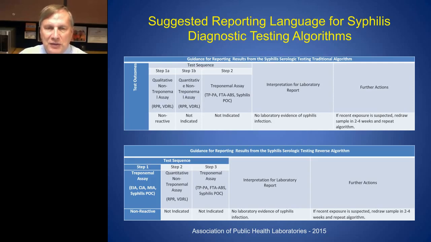So the language, we're working on finalizing the language, but it'll be a one-page thing where we'll have the EIAs, the CLIAs, MIAs, and if they're non-reactive, the next quantitative RPR would be non-indicated, treponemal test non-indicated, no laboratory evidence of syphilis infection, etc. So we'll see one page, again, of all the different combinations that you possibly could see when you're using a reverse algorithm. So those should be available later this summer.